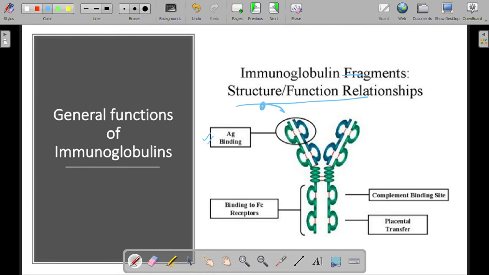It is mainly made up of one heavy chain and one light chain, and that's why it is called the FAB fragment. AB means antigen binding. And this is the binding site for the Fc receptor, this is called the complement binding site, and this is mainly for the placental transfer.